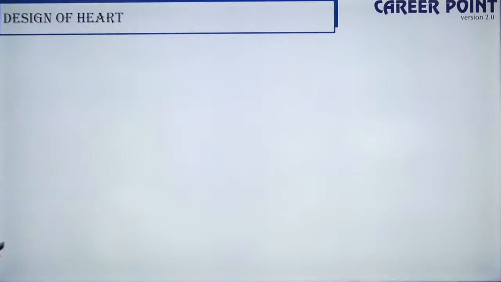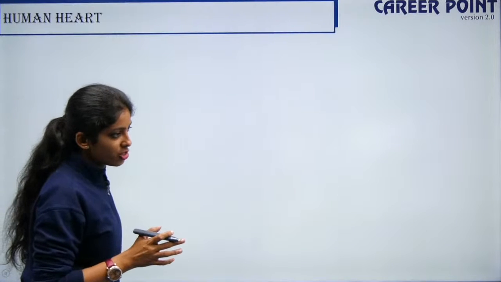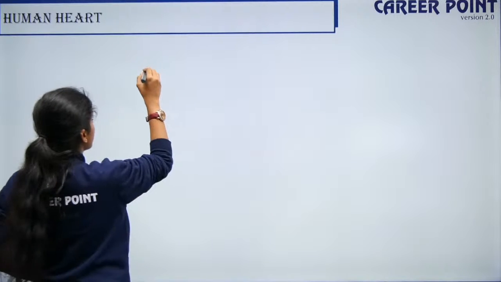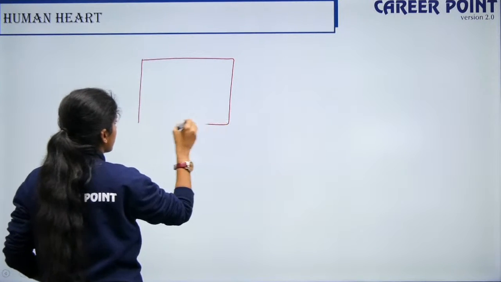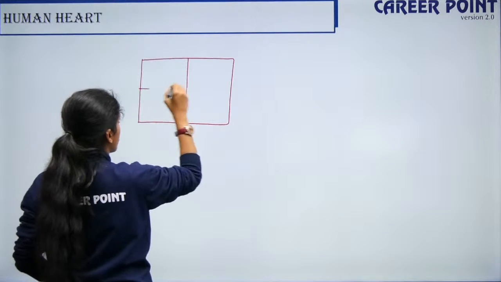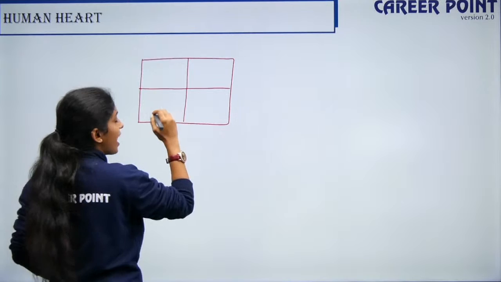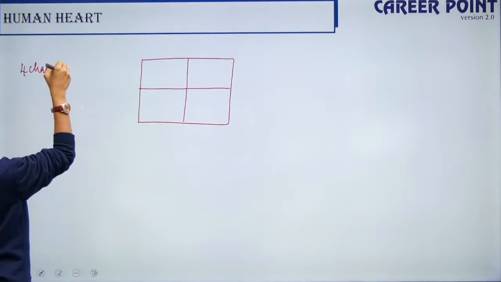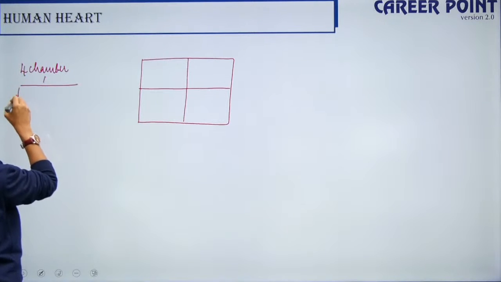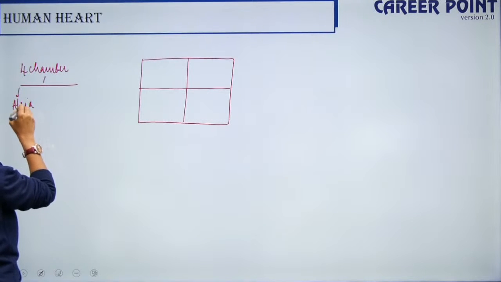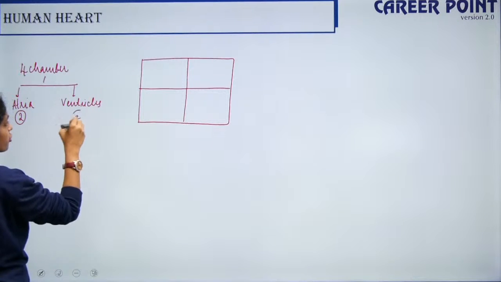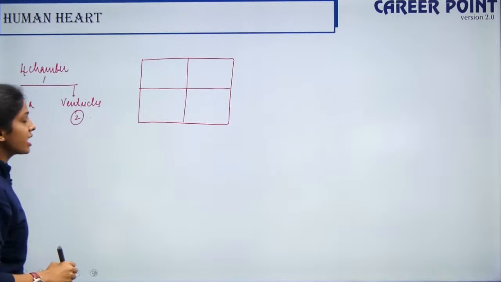Let's move forward and talk about the core topic for today, the structure of the human heart. We know the human heart is four-chambered, so let me draw it here. I am drawing four chambers. What are the four chambers? We have two atria and two ventricles. These are the four chambers.